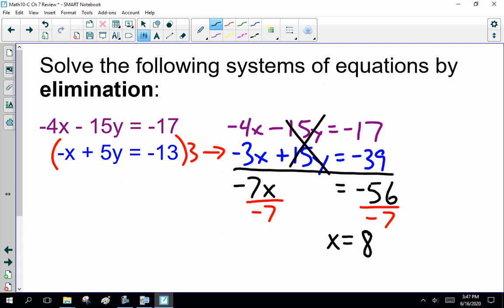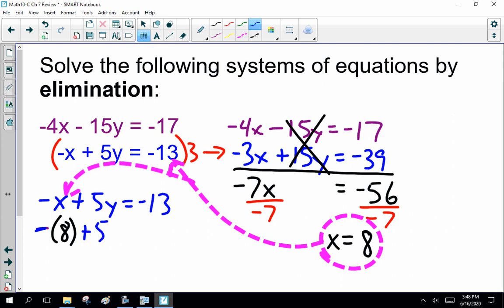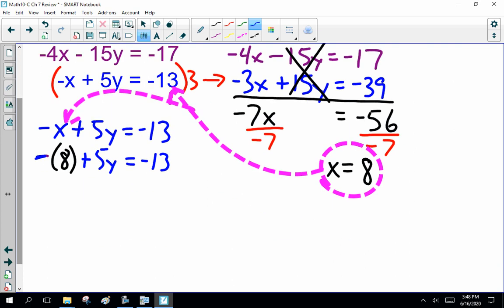X is 8. Okay? Now, if that's the case, I take this and plug it into one of the original equations. Which equation looks less nasty? Honestly, it doesn't matter. I'm going to choose the second one because it doesn't look as nasty. Minus x plus 5y equals minus 13. Now every time I see x, I replace it with 8. So minus 8 plus 5y equals minus 13.